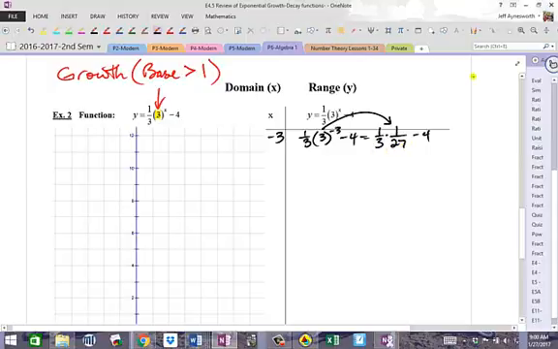Powers of 3. Let's do powers of 3 over here. 3, 9, 27, 81. 3 times 27 is 81. So you guys already know that. So 1/81 minus 4 is negative 3 and 80/81.